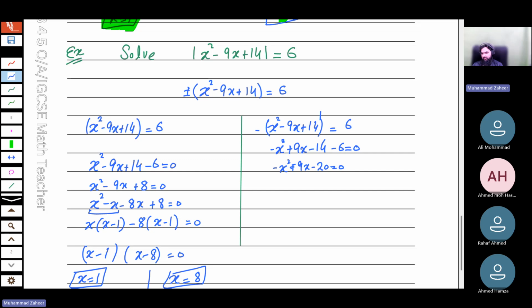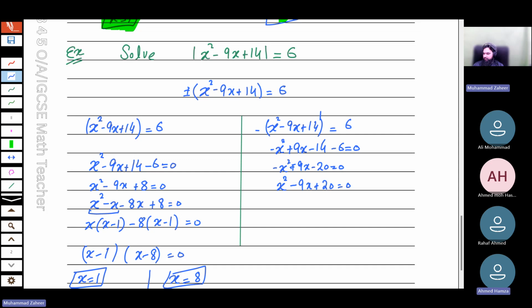Yes. You have to multiply both sides with minus 1. So minus 6 will become positive. Right now I'm multiplying with the negative sign. So negative x squared here will become positive. Positive 9x will become negative 9x. Negative 20 will become positive 20. I just want to make the coefficient of x squared positive.